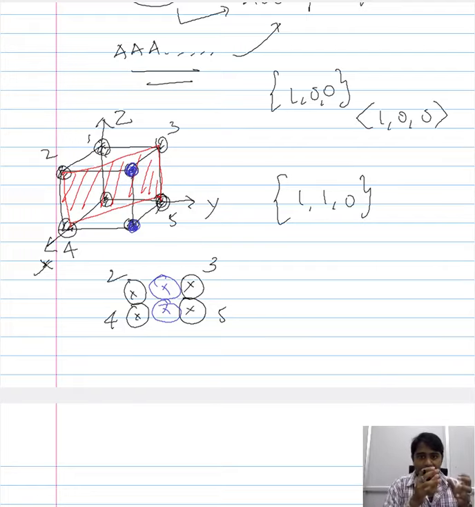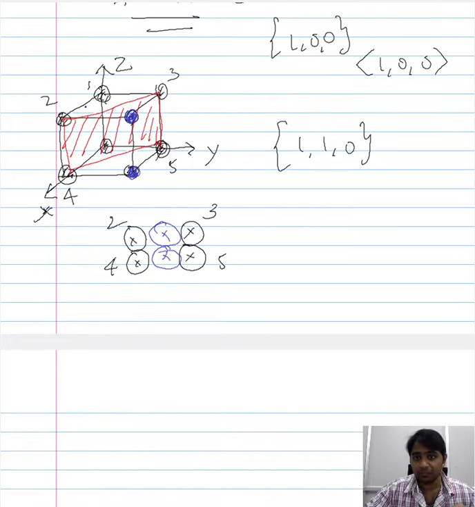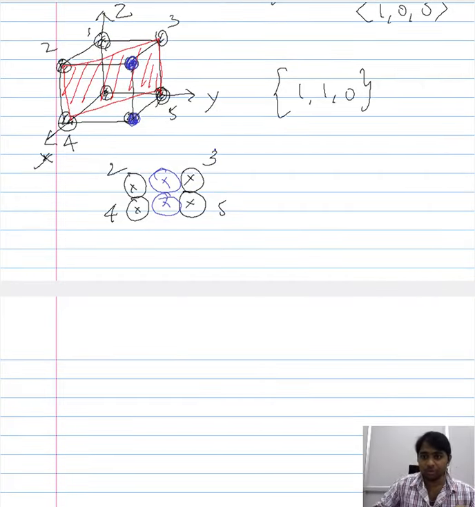While the initial layer has the positions along 2, 3, 4, 5, in the second layer there is a shift in the position of the atoms. And when you expand your view, and instead of focusing on just the unit cell you include some more unit cells, you end up with an arrangement that looks something like this.